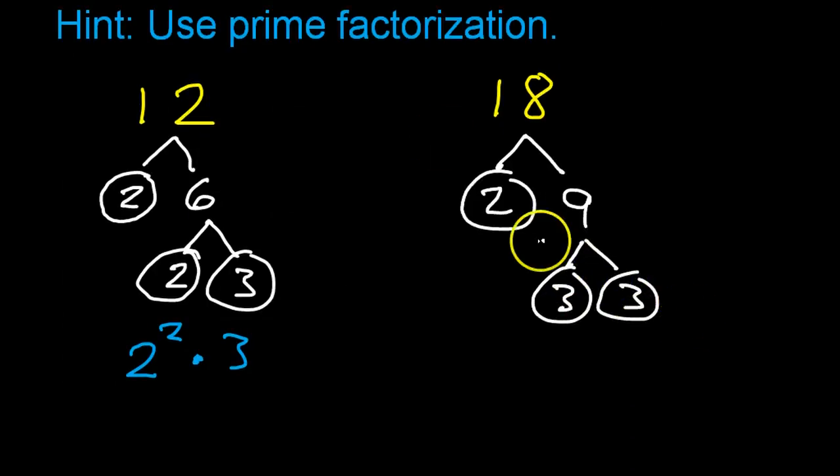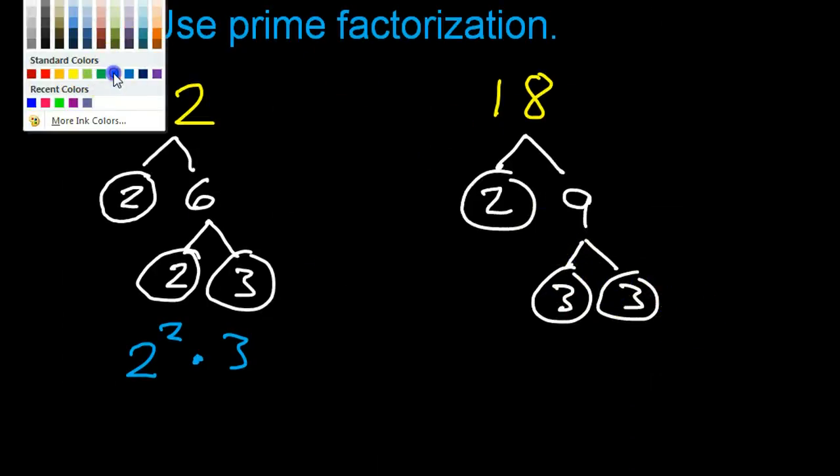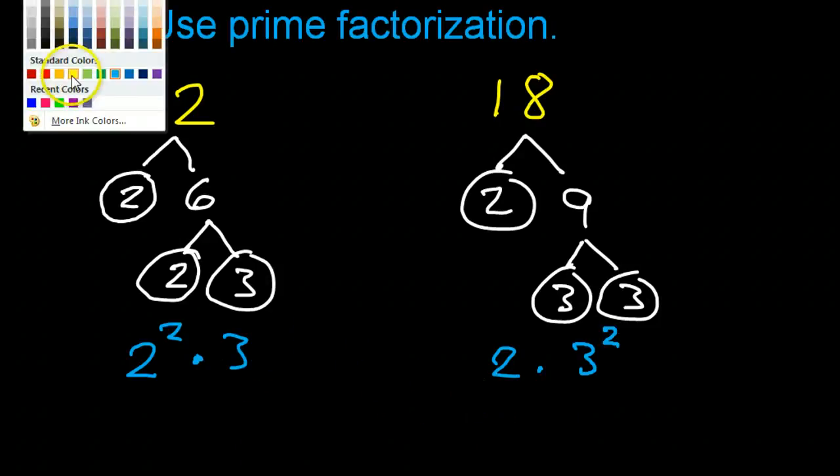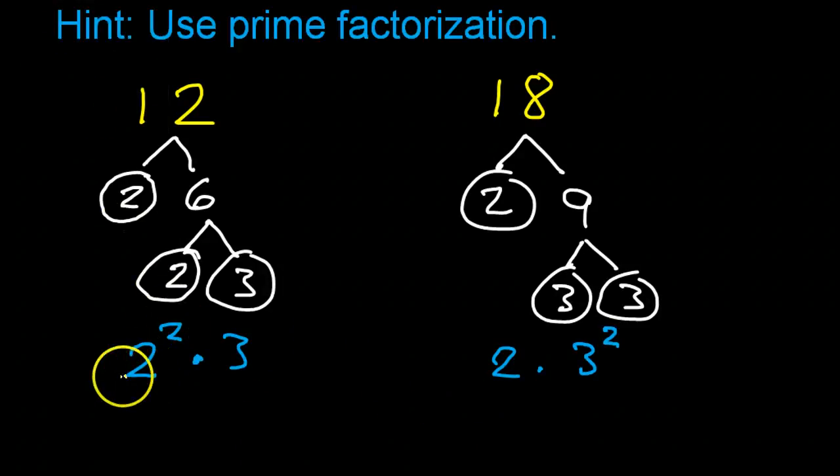Alright, so here's my prime factorization: I've got 2 times 3 squared. I want these to be the same. So what I can do is, first I look at the 2's. This has 2 squared, this only has 2. If I want these to be the same, I'll have to square this. So now they're both 2 squared.